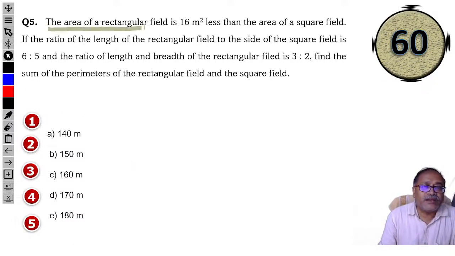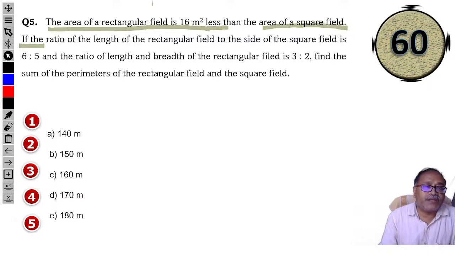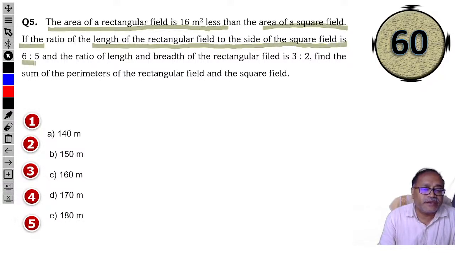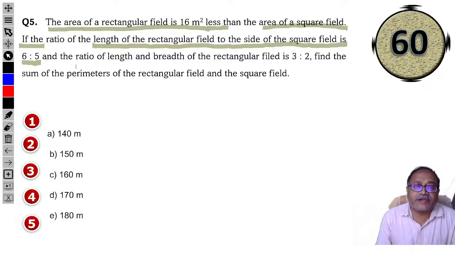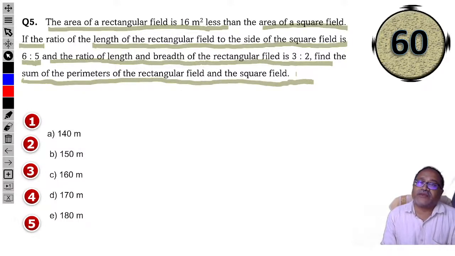Now, the area of the rectangular field is 16 square centimeter less than the area of the square field. Okay, and then it next says that the ratio of the length of rectangular field to the side of the square is 6:5, and the ratio of length and breadth of rectangular field is 3:2. Find the sum of the perimeter of rectangle field and the square field.